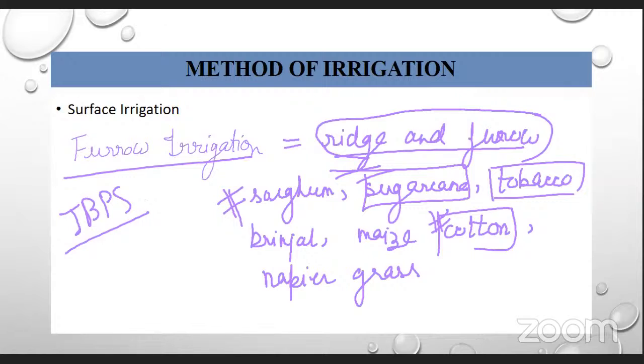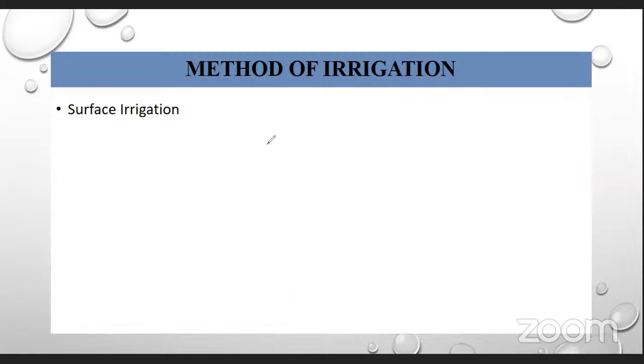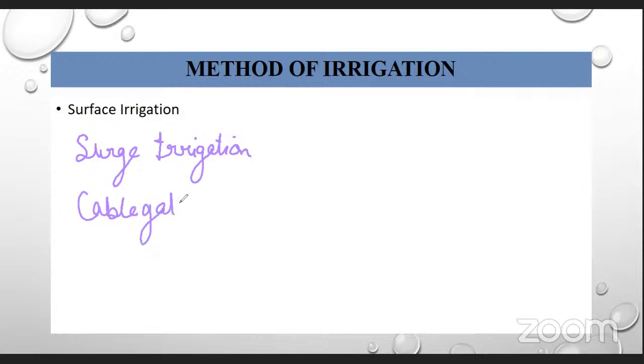now this furrow irrigation is further divided into some categories. Okay, so you just have to know in which pattern furrow irrigation is usually divided. The first one is surge irrigation, the second one is cablegation, and the fourth one is corrugation.